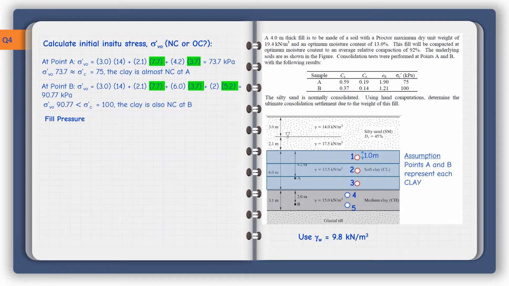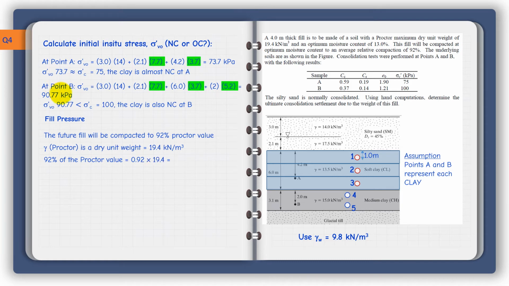Now we come to the fill pressure. It is said that the future fill will be compacted to 92% Proctor value. What is Proctor value? Proctor value is a dry unit weight that you get from the laboratory compaction test. So I'm advised that 92% of this value will be used in the field. This means that I multiply the 92% by the 19.4 to give me the dry density, or the dry unit weight here, because we are using kilonewton per meter cubed.